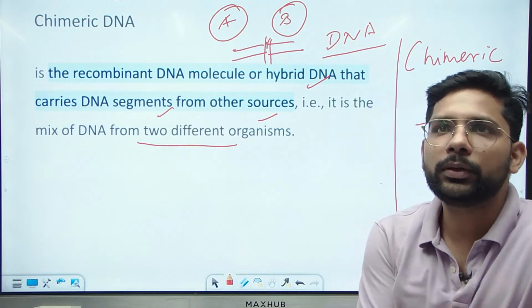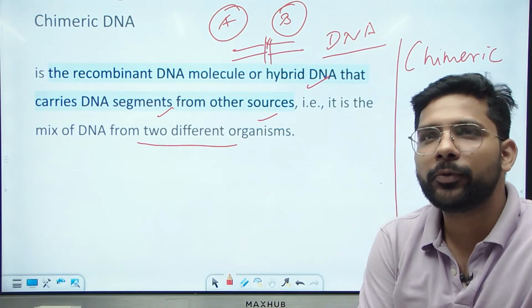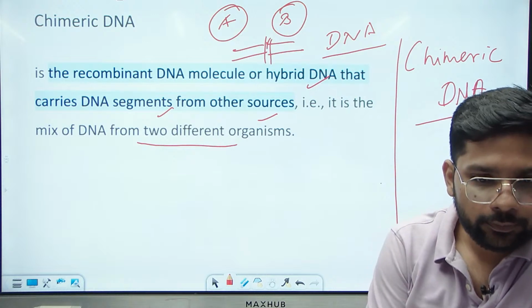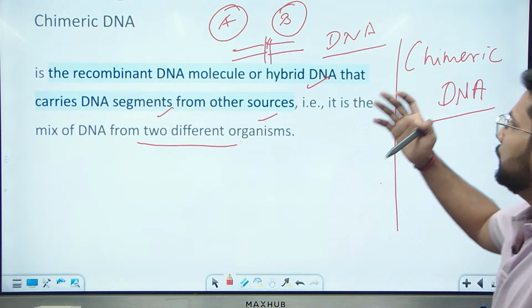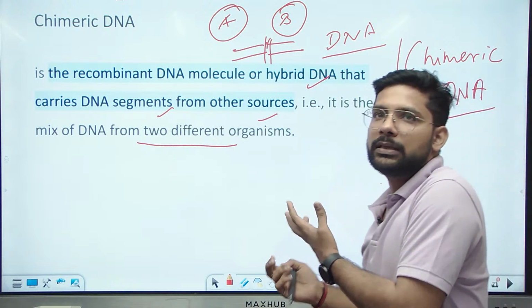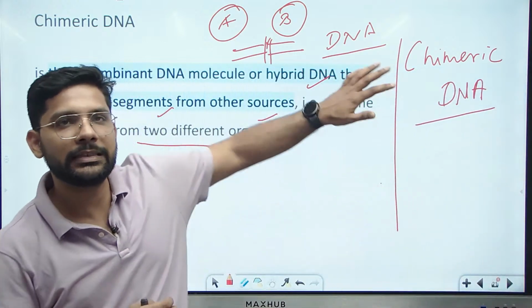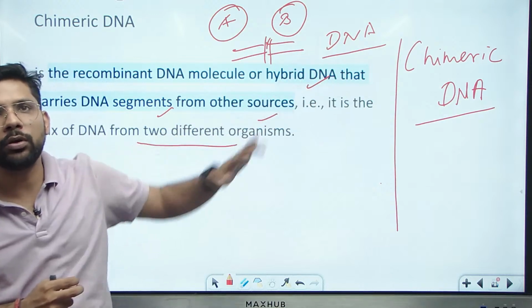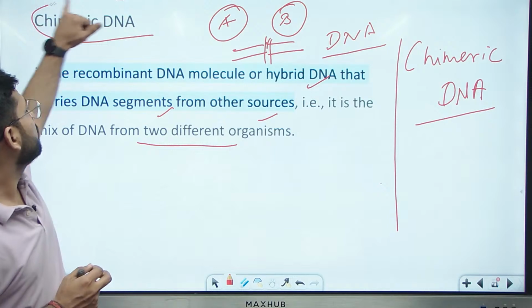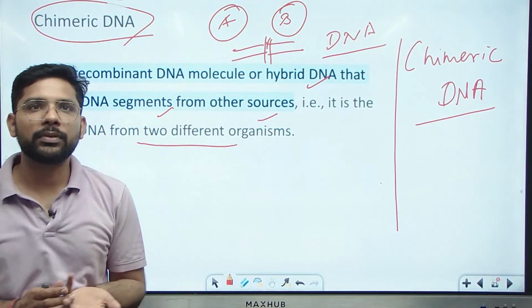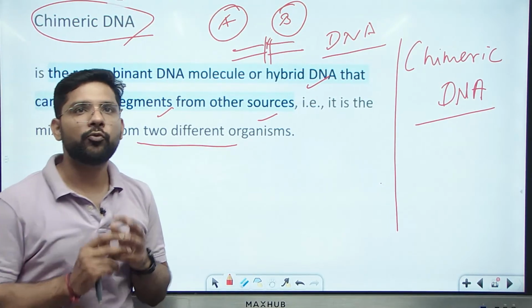How can this be formed? This can only be formed with the help of gene technology. PCR, polymerase chain reaction, gene technology, biotechnology के through we can form the chimeric DNA. So this is an important part. The kind of question can be framed from this topic, the chimeric DNA पूछा जा सकता है.